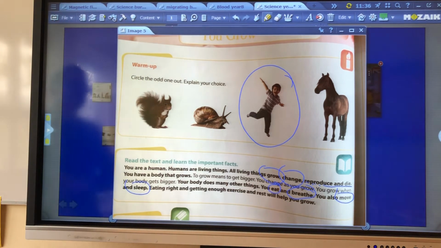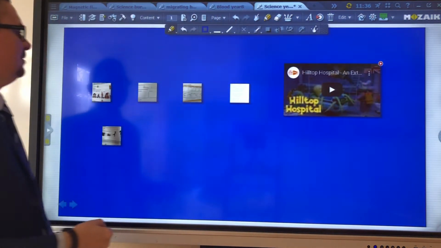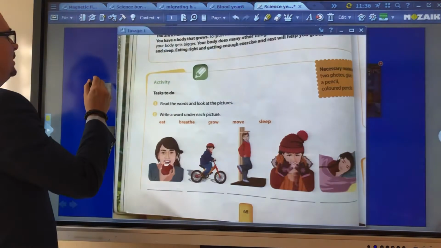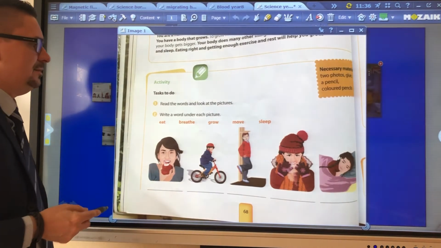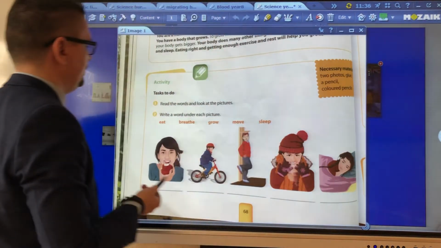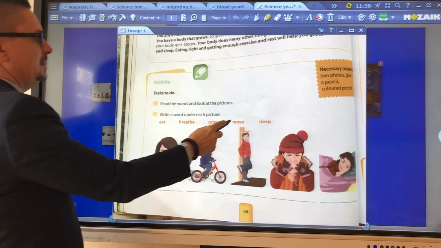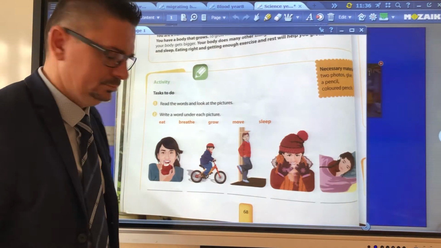You can practice reading the text, of course, again and again, or you can just rewind the video footage and then you can just do it again. Okay, now that we know this, we can check this activity. I can see here some people doing different things. But which one is eating? Which one is breathing, growing, moving, and sleeping? So can you help me now?